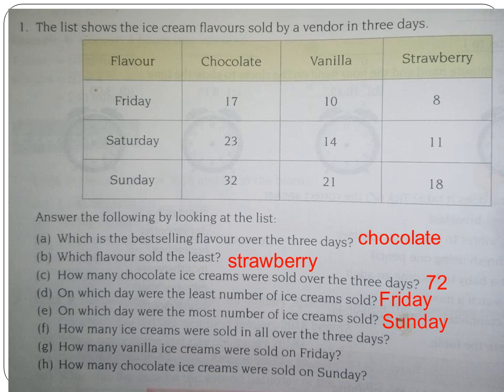Next, how many ice creams were sold in all over the 3 days? So what you have to do? You have to add 17 plus 23 plus 32 plus 10 plus 14 plus 21 plus 8 plus 11 plus 18 will give you 154 as the answer. Next, how many vanilla ice creams were sold on Friday? So check from the tabulation, it is 10. Next, how many chocolate ice creams were sold on Sunday? It is 32. This you have to fill in page number 158 in New Guided Mathematics textbook.